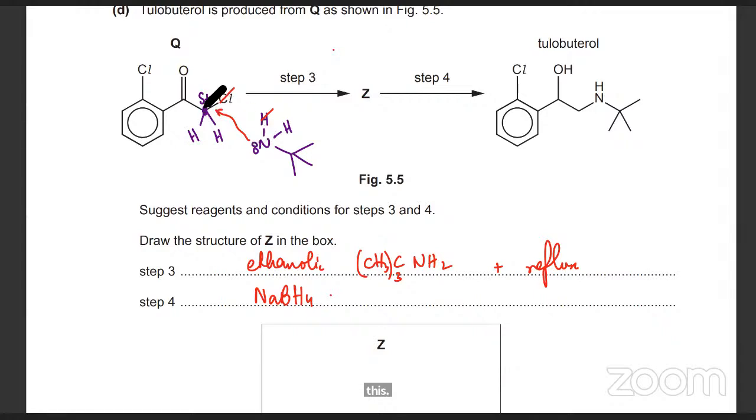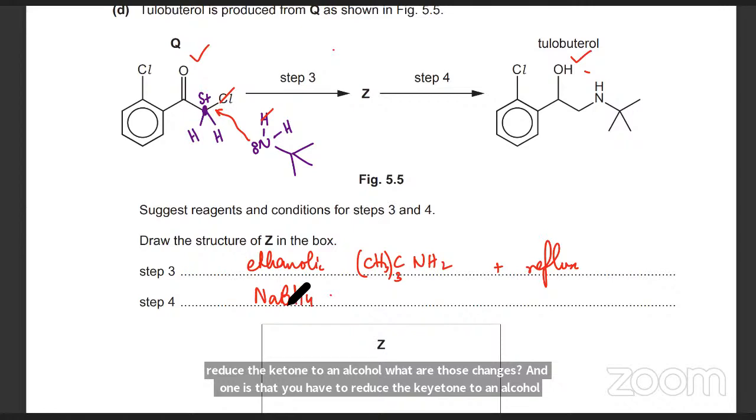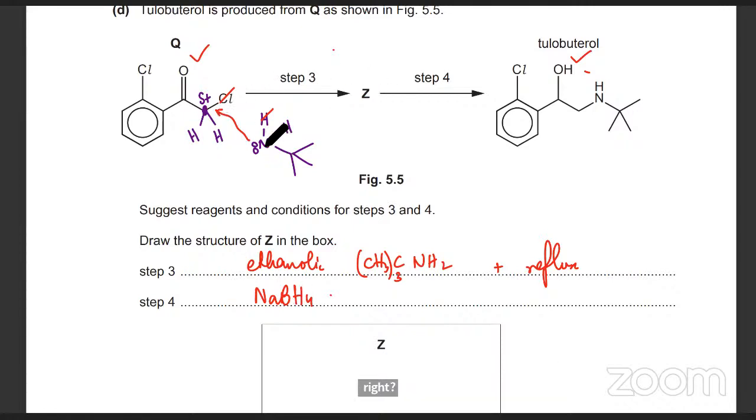Okay. I mean, in the next step, you've got a ketone. So in the next step, you can reduce the ketone to an alcohol. Well, two changes have to be made. One is that you have to reduce the ketone to an alcohol, right? That is NaBH4. That can be done in the next step. In Z, you just have to attach the amine, the Cl will go and the H will go. The N will get attached to the carbon over here. Okay, is this clear? Yes.